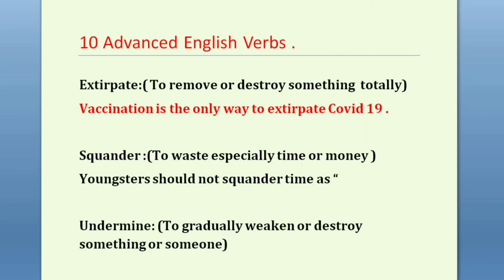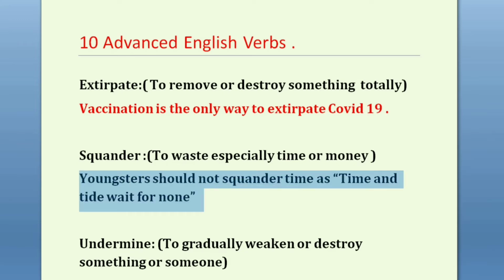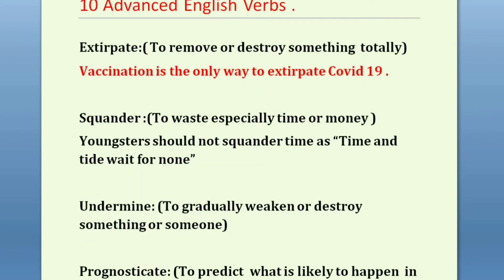Youngsters. Yes, as you see on the screen, I'm typing the sentence: youngsters should not squander time. Here, time and tide wait for none is a popular proverb which we all know, right? So we can say that youngsters should not squander time, as time and tide wait for none, right? So that means youngsters should not waste time, right? So we can use squander in place of waste, which is an advanced English verb, right?